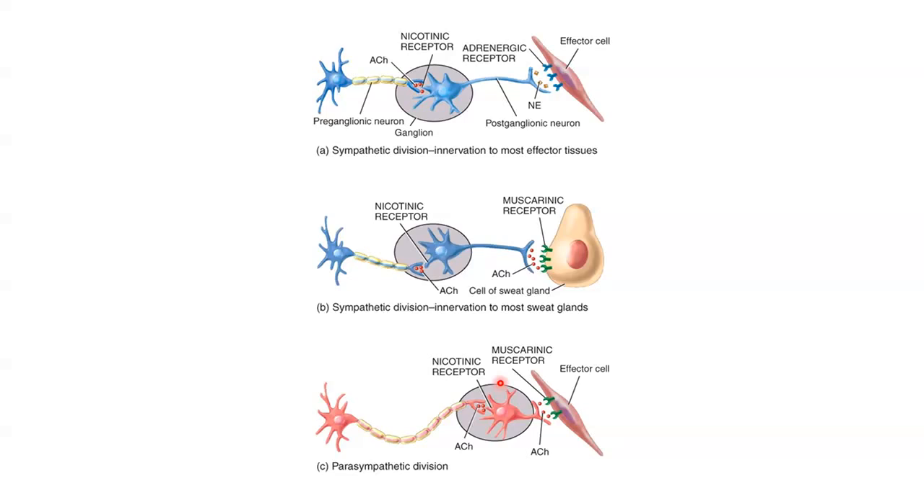Now, noradrenaline binds to adrenergic receptors. So we have our adrenergic receptors up here. These can either be our alpha or our beta receptors. And remember, we have a number of different subtypes. Alpha and beta 1 receptors cause depolarization, and alpha and beta 2 receptors typically cause hyperpolarization.